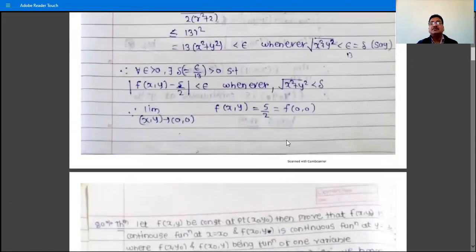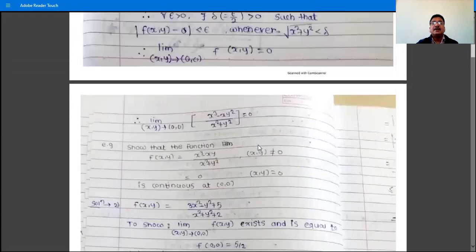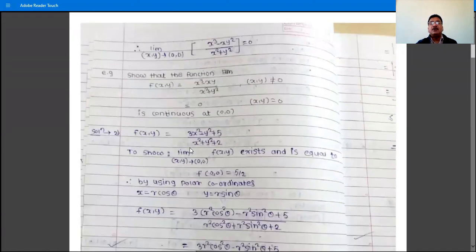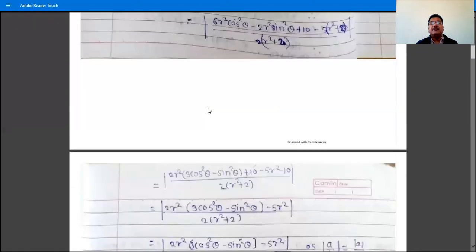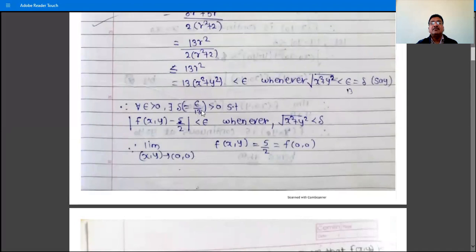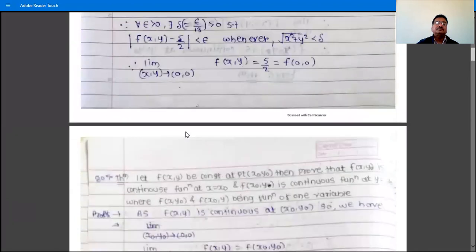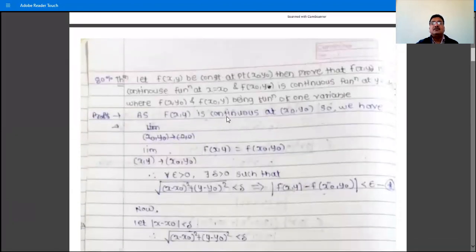If the question is of that type, then write this. Otherwise, don't write equal to f(0,0). If the same problem is given with a value of epsilon, then solve the problem by a similar method, and if epsilon is given, then find delta. Suppose epsilon is 0.1, then delta is 0.1 by 13. Some problems are like that. So if epsilon is given, we can also find the delta. The next theorem or problems we will see in the next lecture.